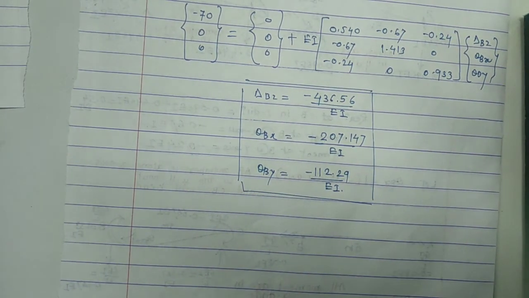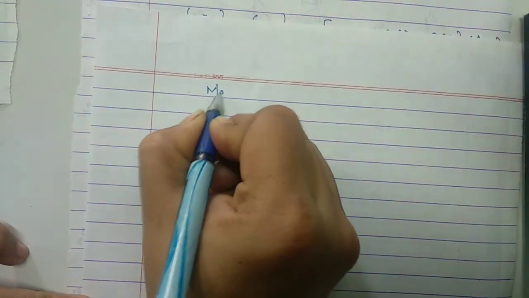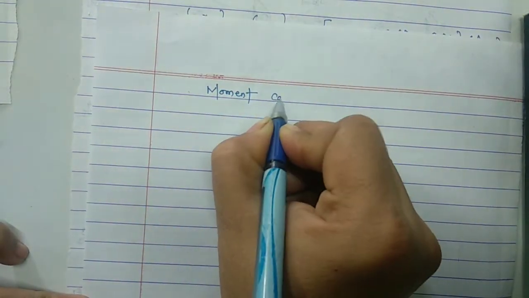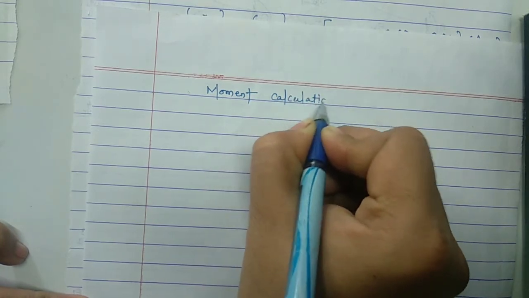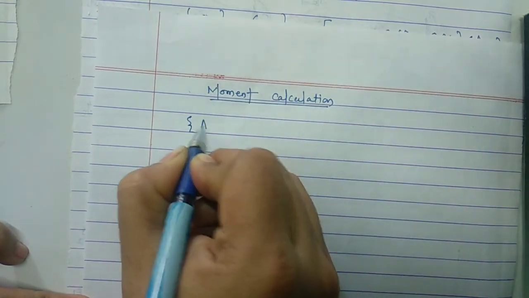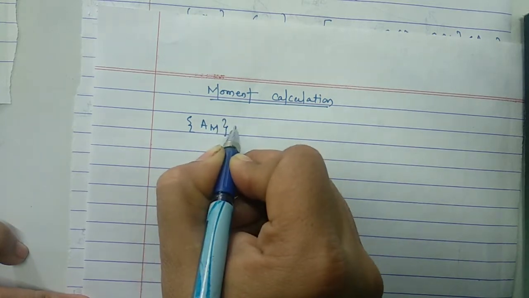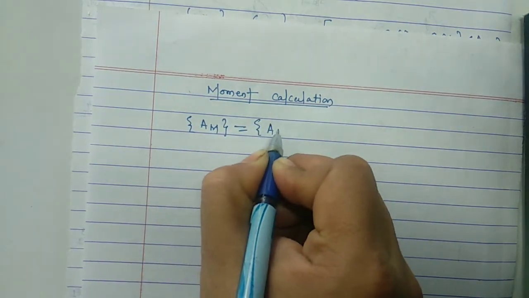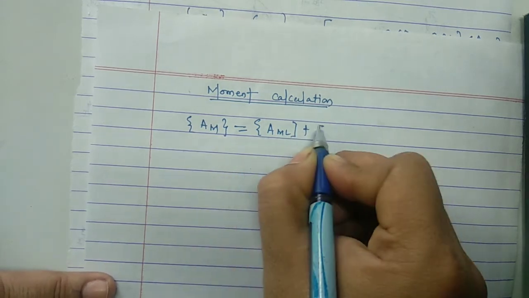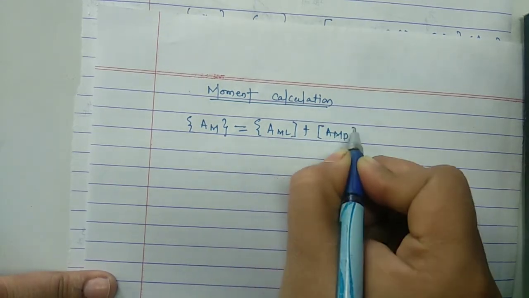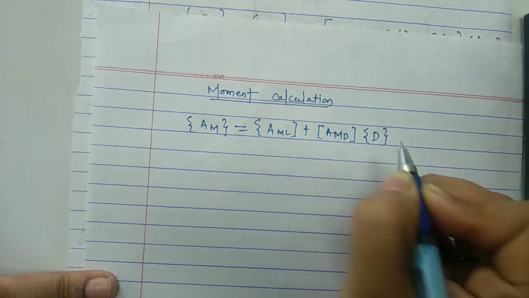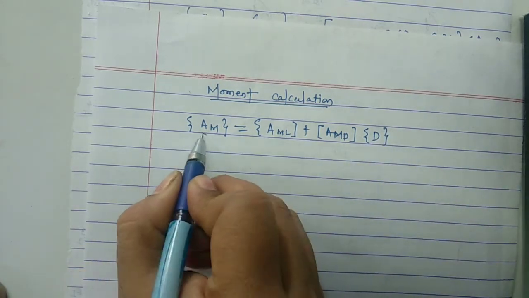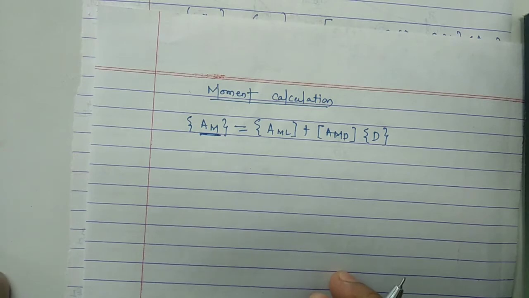Now, the very last step, that is the calculation of the moments. For that we have the equation, the very last step, calculation of unknown moments. The equation that we use in the structure approach: AM is equal to AML plus AMD into this D matrix. Okay, so here these are the unknown moments.